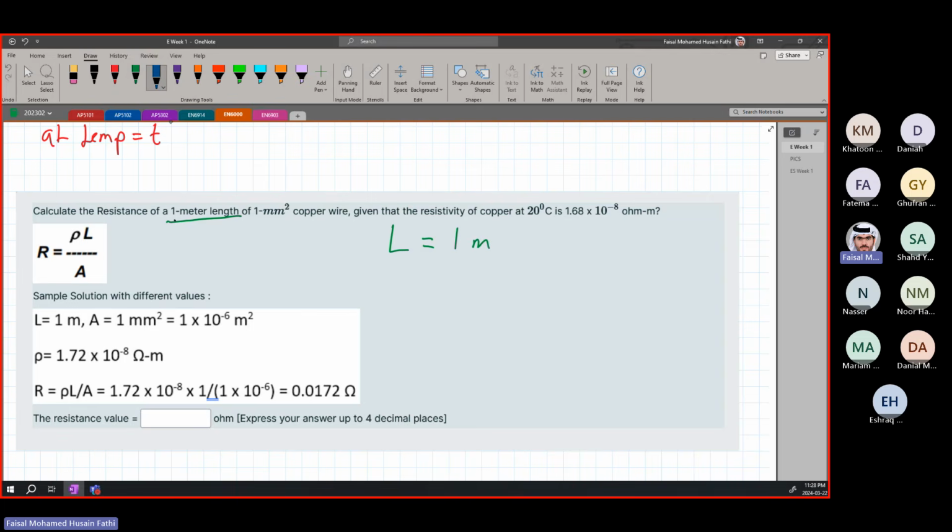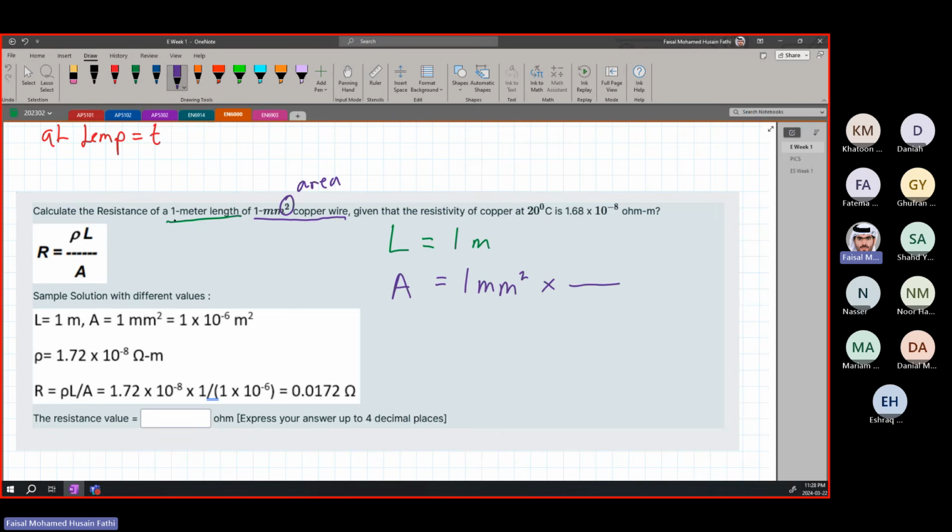Of a 1 millimeter squared copper wire. Millimeter squared means it is an area. So area is equal to 1 millimeter squared. The first step before you solve anything is always make sure all your units are in meters or in ohms directly. So first, convert this into meters.